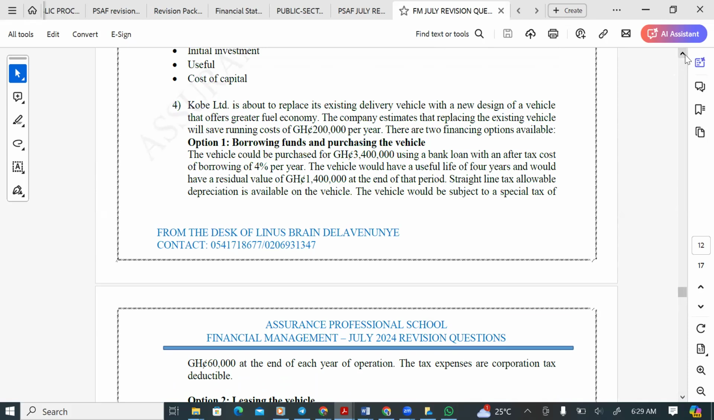Okay, so this is about buying or leasing. What did we say about buying and then leasing? What discount factor do we use? What tax rate do we use?